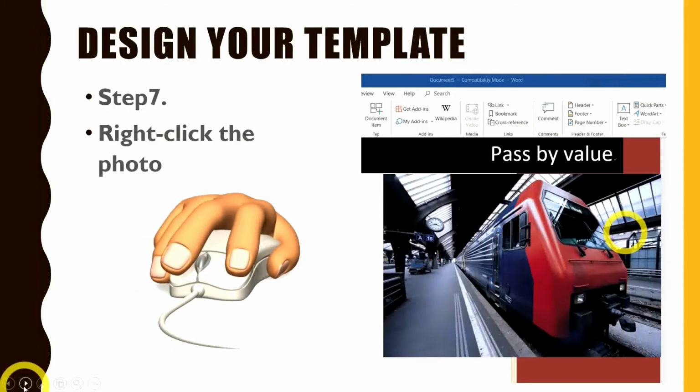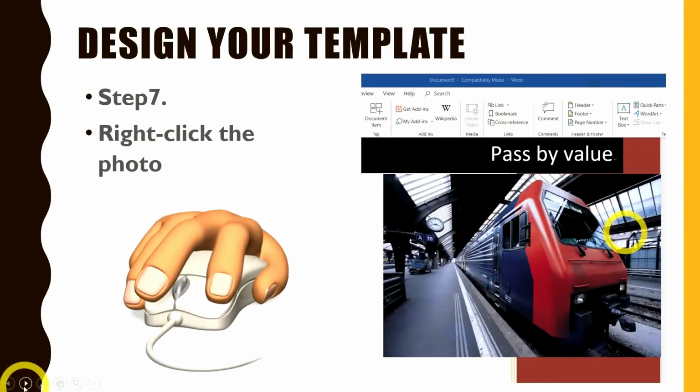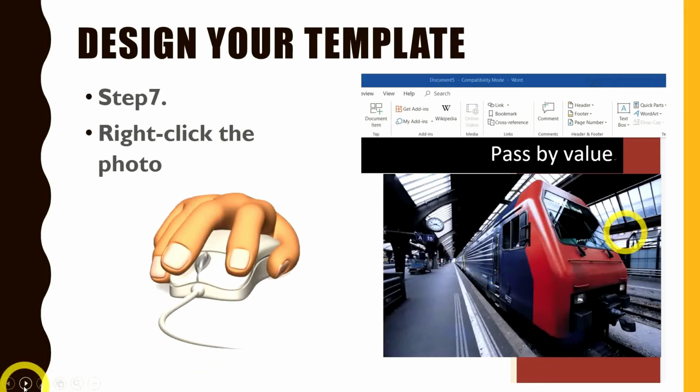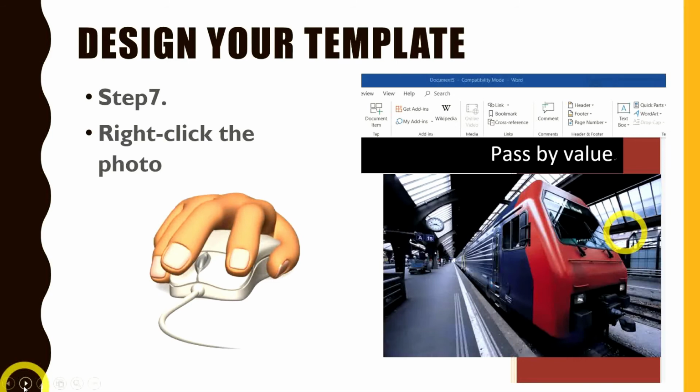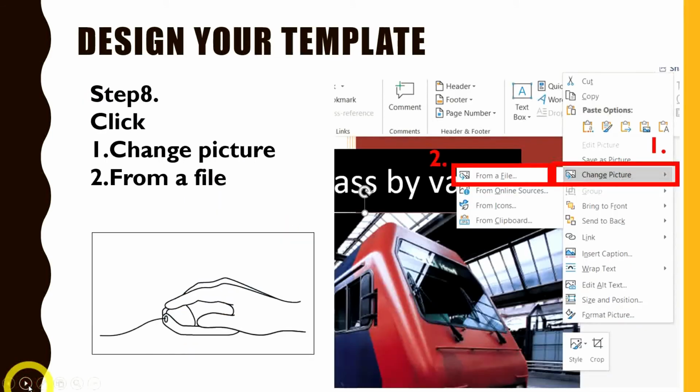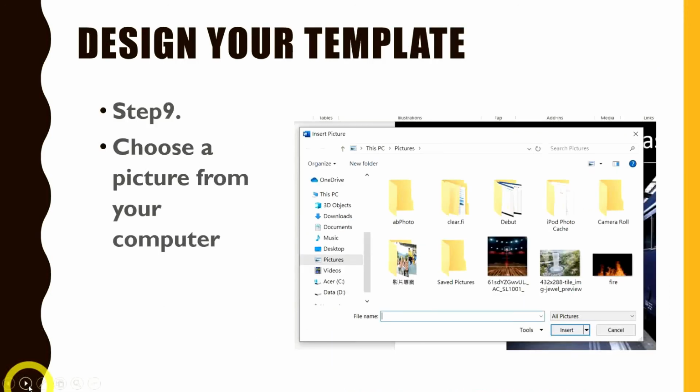In the next step, I will teach how to change the picture of your page. Step 7. To change the picture, you need to right-click the photo. After right-click, you will see this view. You need to first click Change Picture, and second, click From a File. And you will get this window. You can insert a picture from your computer. We have learned how to insert a picture in the computer basic class.